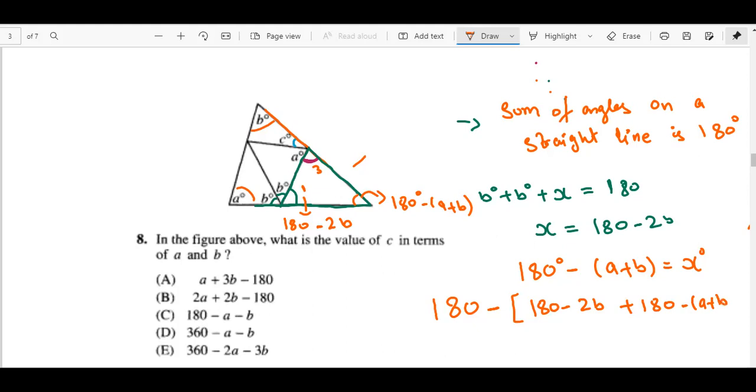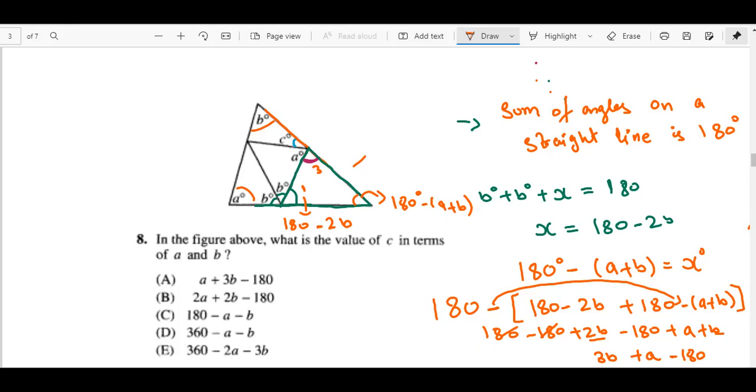Zahib, are you with us? Yes, ma'am. Okay. Minus 180 plus 2B minus 180 plus A plus B, right? So this minus is going to make this plus, and then we'll have A plus B. So these two can be cancelled. And I'm going to get 3B, like 2B plus B is 3B, plus A minus 180.